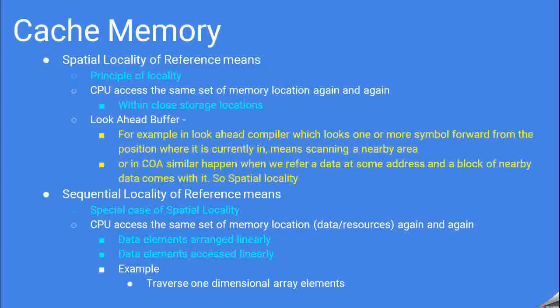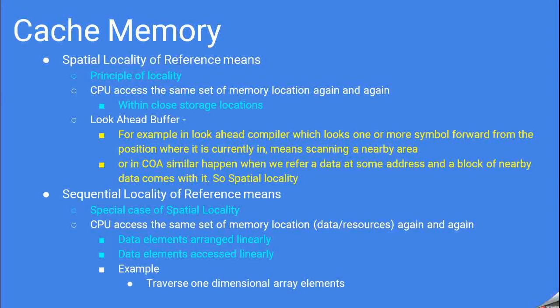Look ahead buffer, for example, a look ahead compiler where we know that one or more symbols forward from the position where we currently are. So the compiler just loads the symbols forward from the position where it currently is. That is, it scans the nearby area also, so that later on when that is required, it would already be there in memory. Like in computer organization and architecture, similar thing happens. For example, when we refer to a data or some address, a block of nearby data or a complete block is just loaded into the memory. It is again called spatial locality.